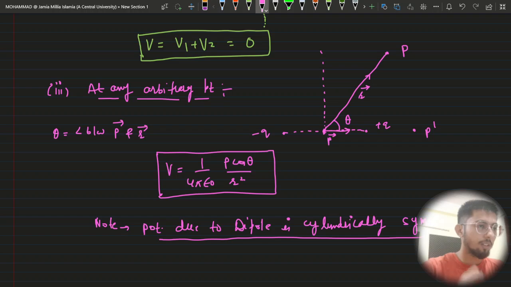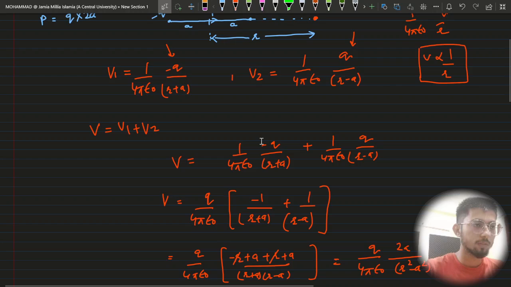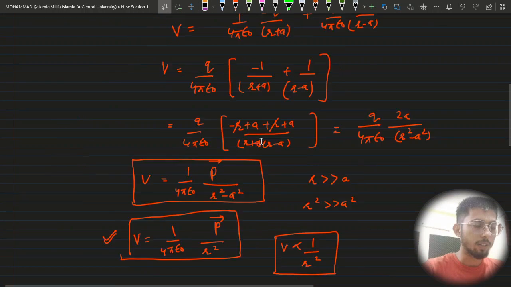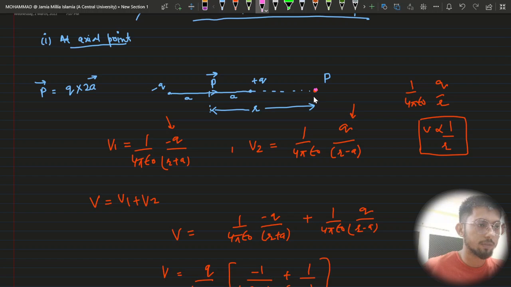Why is this so? See, if we rotate the point P about the dipole axis, then the potential will not change. Any P you can take. Suppose you take this P on the axial point. If you rotate it, like you make a cylinder out of it, you know what I'm saying.